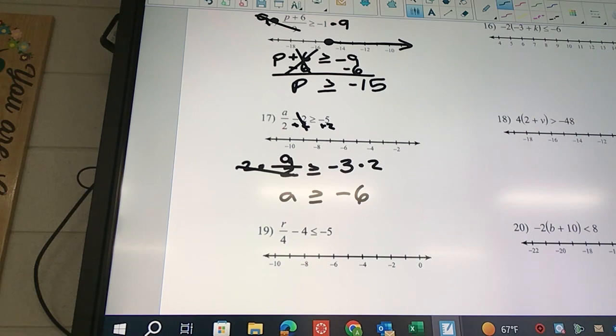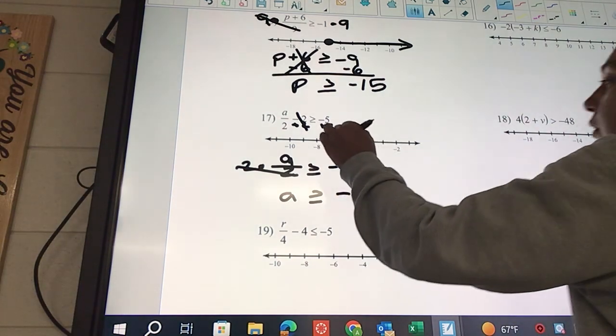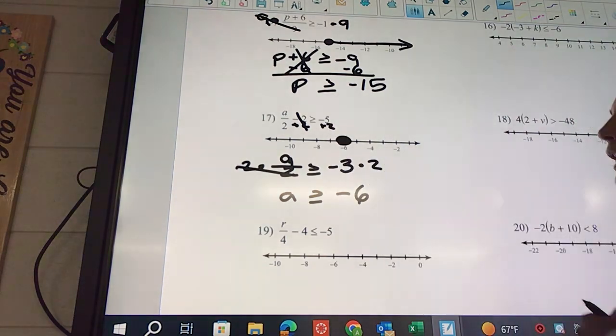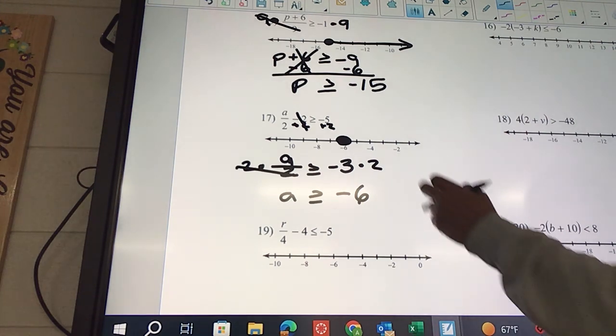So on the 6, is that going to be open or closed? It's going to be closed. And then it says A is what? Bigger, so which way is it going to go? To the right.